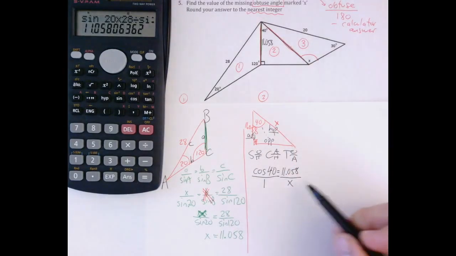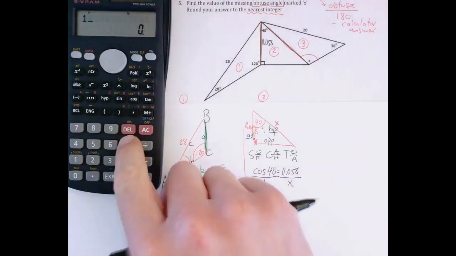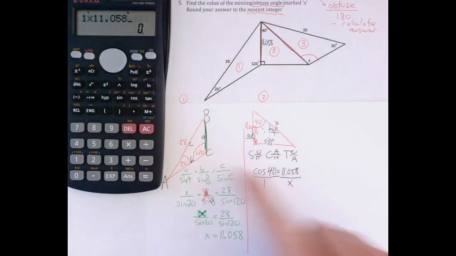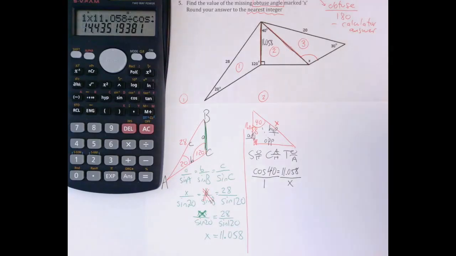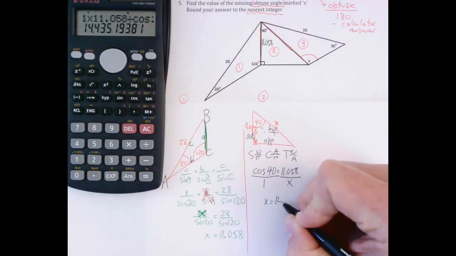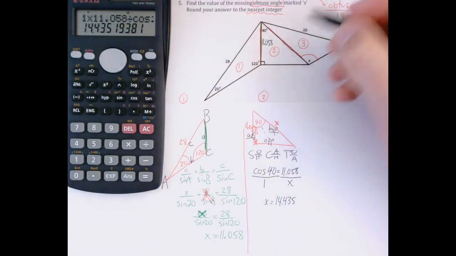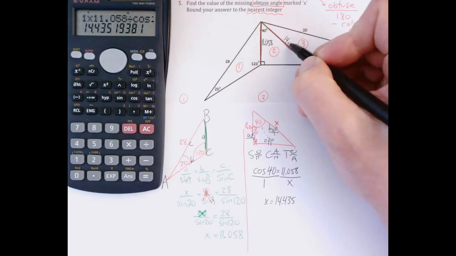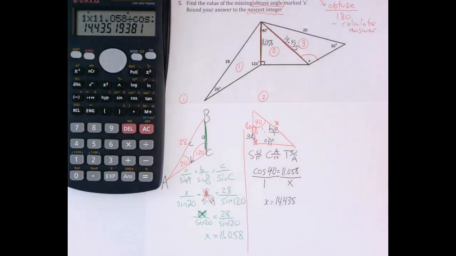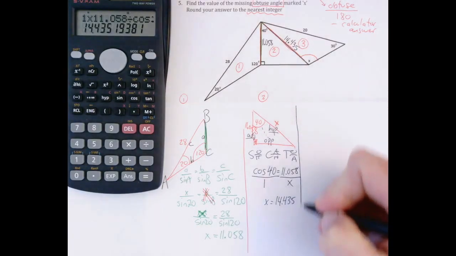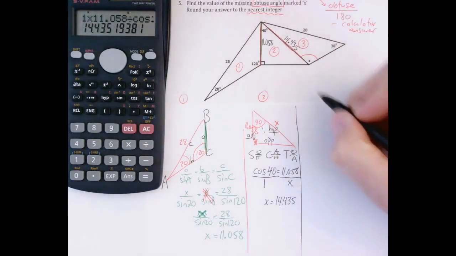So I'm going to make those into equivalent fractions and then multiply 1 times that divided by cos 40 to find the unknown value. So I'll do 1 times 11.058 divided by cos 40, and that gives 14.435. So x is equal to 14.435, and that is this measurement right here, 14.435. And now I'm done with triangle 2. That was the shared side between triangles 2 and 3. So now I can get to work in triangle 3.